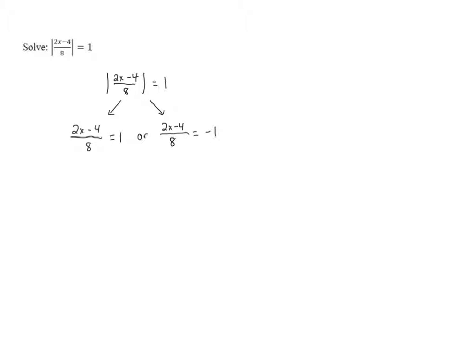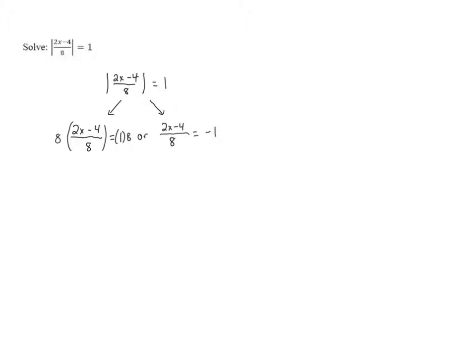Once we've split up the absolute value equation into two regular equations, we can solve each of those equations individually using the methods that we've already learned. So for the first one, we want to get rid of the fraction, and to do that we multiply both sides by the LCD, which is 8.